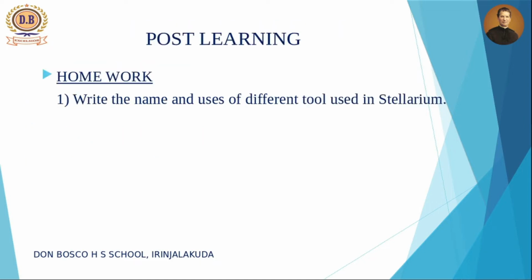Here is a homework for you. Write the names and uses of different tools used in Stellarium software. In your textbook, there are different tools and their uses, like atmosphere tool, ground tool, constellation art tool, location tool, search window, date or time tool. So several tools are there. So read your textbook activities in Stellarium and write down the name of each tool and its use in your notebook.